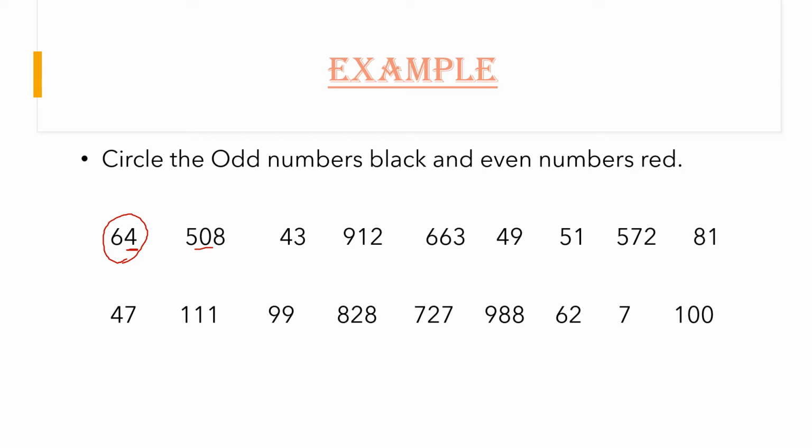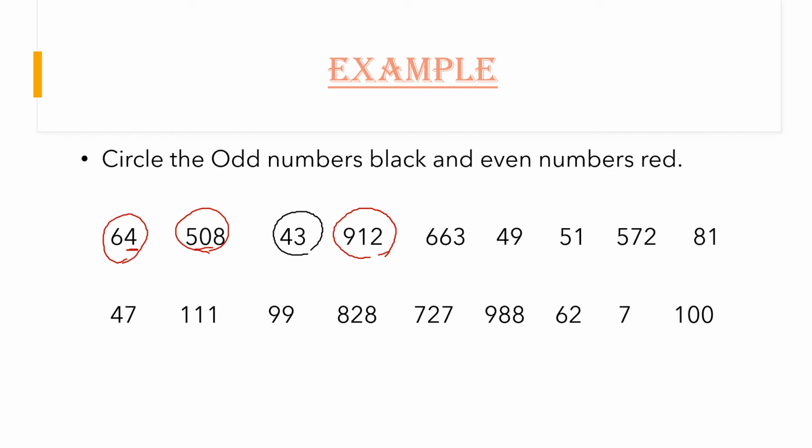Again the last digit is 8. It means it is also an even number. Okay, 43. Now the last digit is 3. It means it is an odd number because when the last digit is 1, 3, 5, 7 or 9, the number is an odd number. Okay, next is 912. Is it an odd number? No, it is not. It is an even number because the last digit is 2 and we can exactly divide even numbers into pairs.